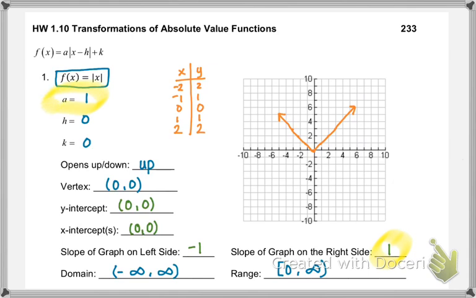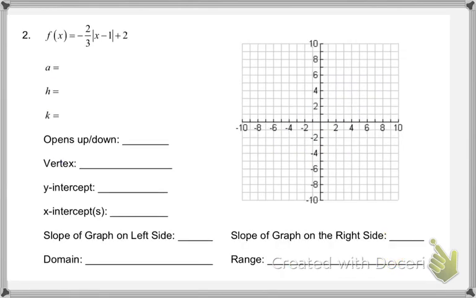And let's see if that's true in the other example. So let's look at number 2. Okay, and then I'm going to put the standard form, f of x equals a times the absolute value of x minus h plus k, on top. So in this case, our scale factor that we're going to multiply by is 2/3, and then a is negative, so a is negative 2/3.